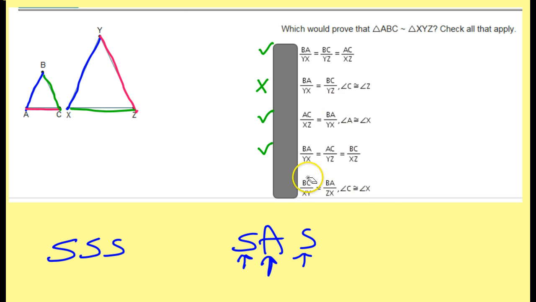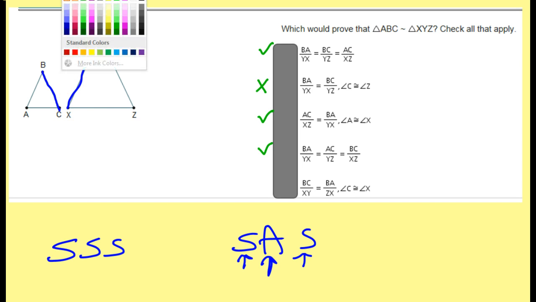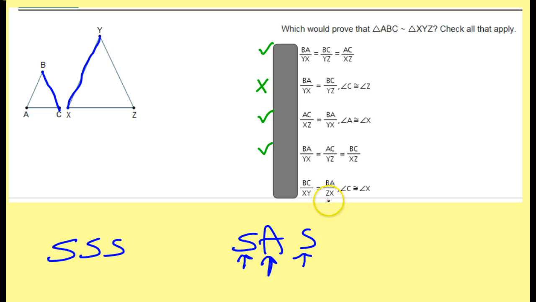Let's check the last one. Again, I see 2 pairs of sides and a pair of angles. So if anything, this will be side, angle, side. So let's check it one more time. So BC over XY. So here's BC, and here is XY. Okay, and then we have BA over ZX. So here's BA, and here is ZX.